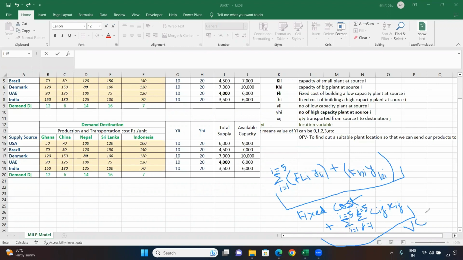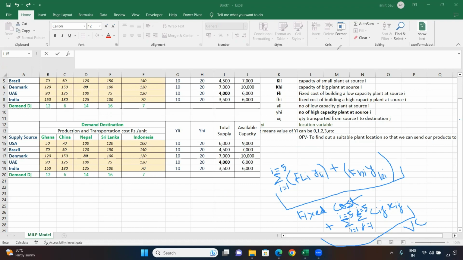Okay. So in our objective, we have mapped both different types of cost. First of all is the capex cost or the fixed cost for setting up a plant. And second, the variable cost, that is the transportation cost. Okay. So we have mapped both the costs under the objective function.